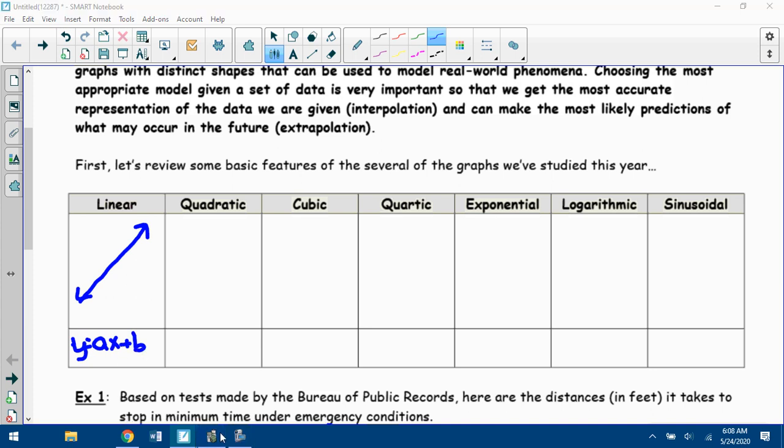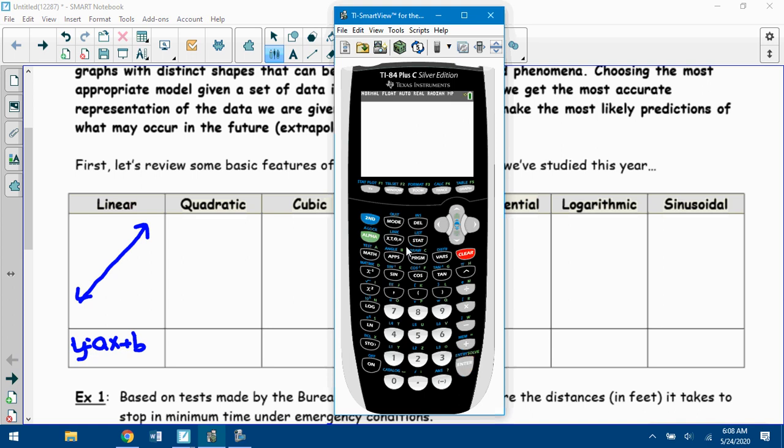And all these that I talk about, I think you know where they are, but you go to stat, calc, and there's all the regressions. So for us, it's linear regression, choice 4, LinReg.